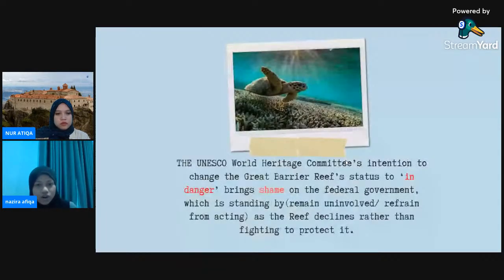The UNESCO World Heritage Committee's intention to change the Great Barrier Reef status to endangered brings shame on the federal government, which is standing by, remaining uninvolved or refraining from acting as the reef declines rather than fighting to protect it.